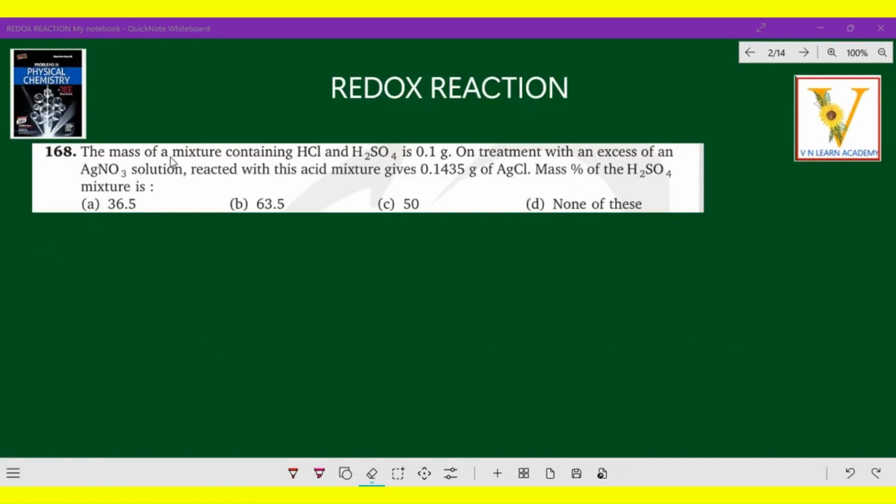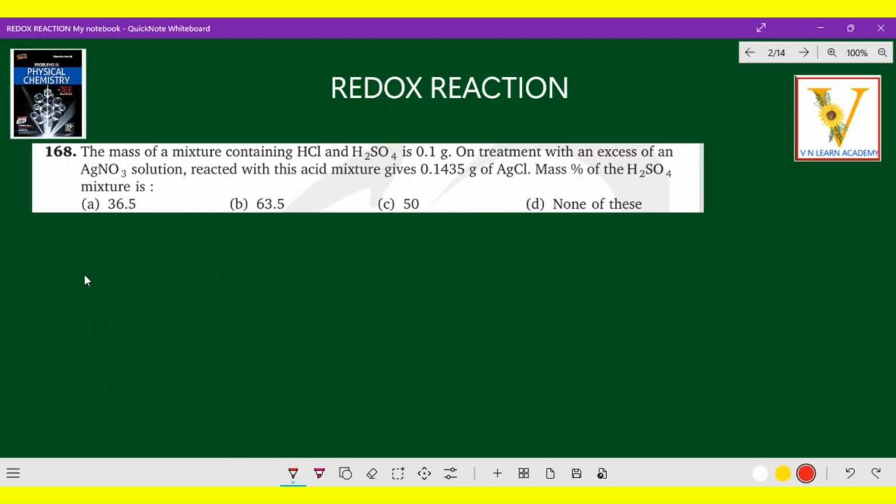The next question: the mass of a mixture containing HCl and H2SO4 is 0.1 gram. On treatment with an excess of AgNO3 solution, the acid mixture gives 0.1435 gram of AgCl. The mass percentage of H2SO4 in the mixture is? The question very clearly asks for the mass percentage of the acid mixture, HCl and H2SO4. Here HCl and H2SO4 react with AgNO3, and we have to find the products. Only then can we go further to find the mass percentage of the acid mixture.